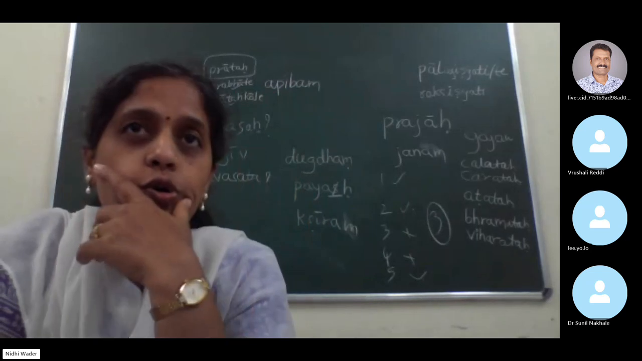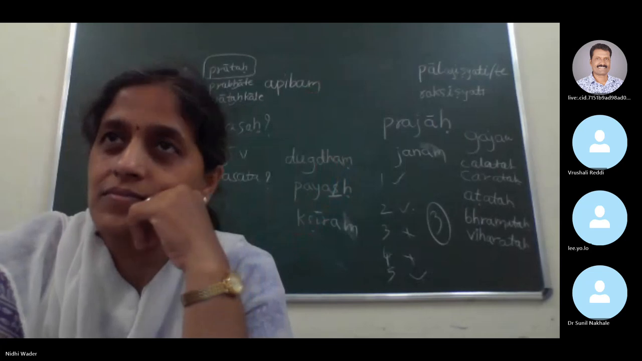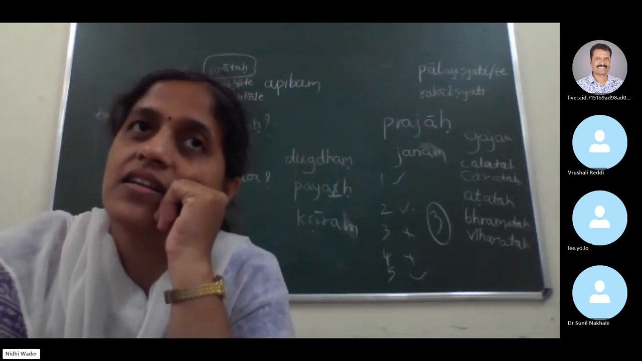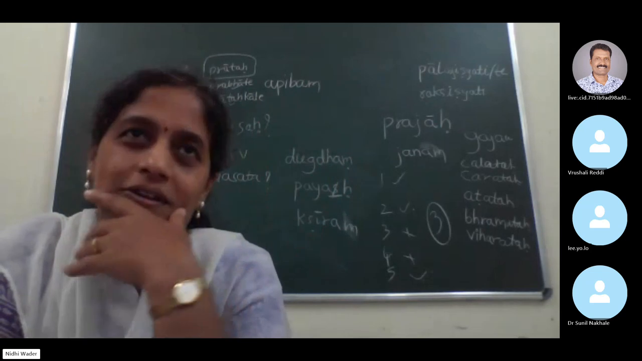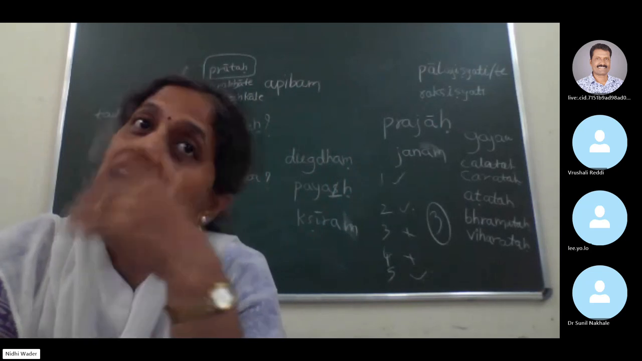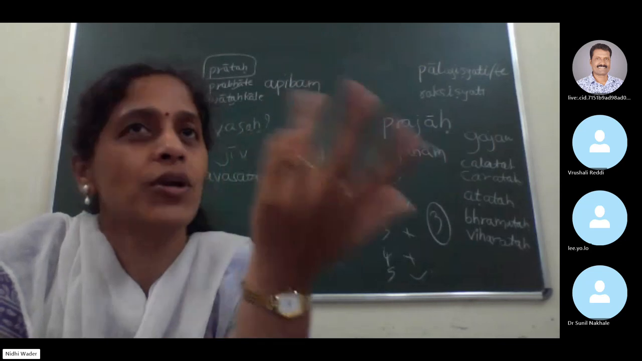And for gaja also, there are other words like hasti, kari. Many words are there, danti. But all these words which we said just now are ending in i, which we have not learned. Naga is a word for elephant, and it is ending in a, so naga, if you write, it's correct.